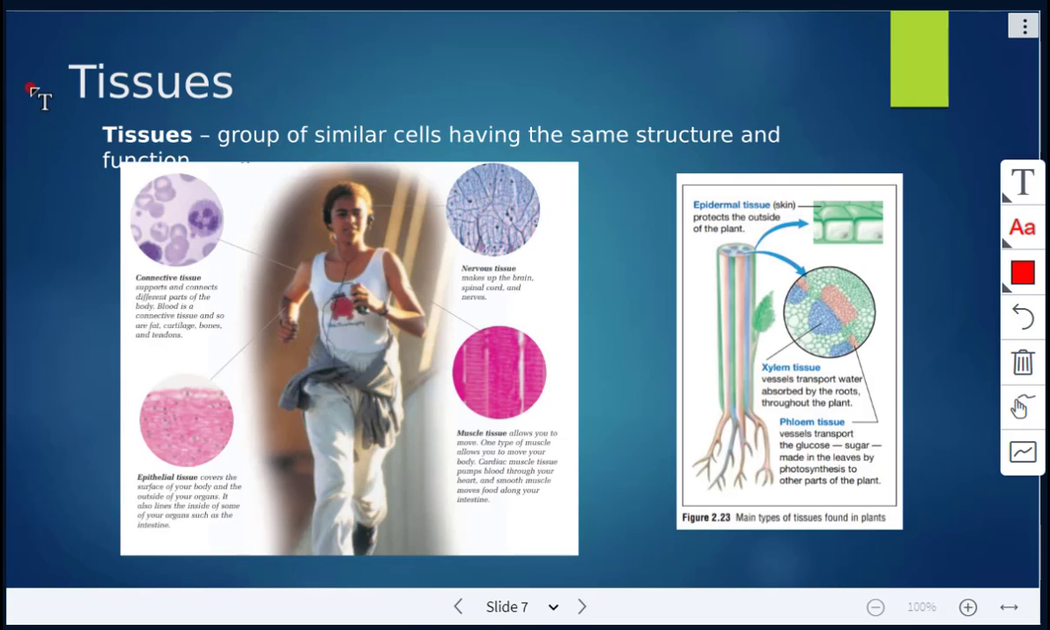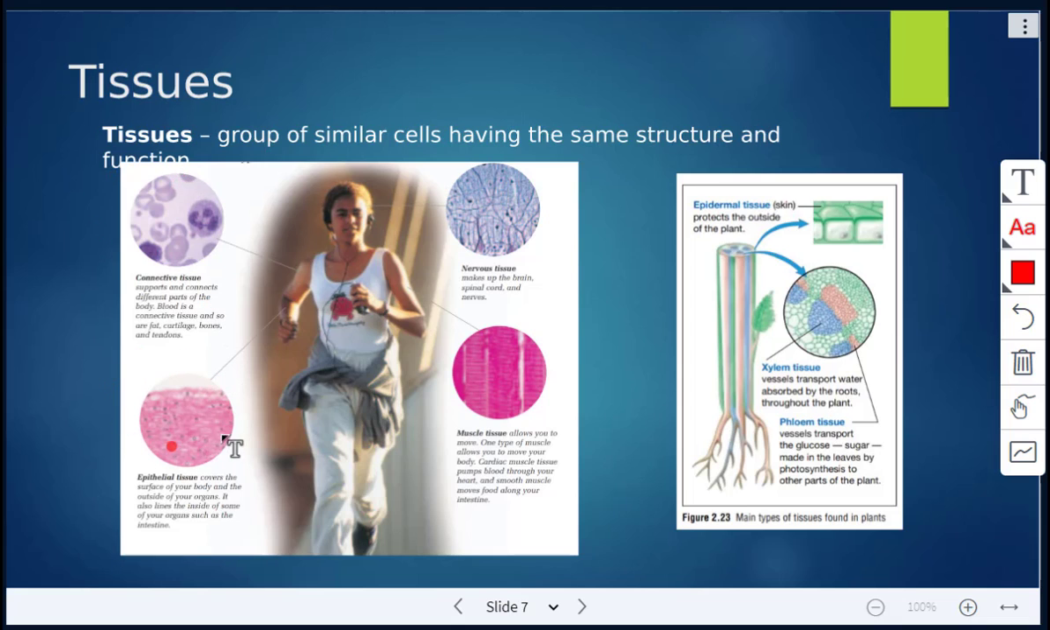All right, so we're going to talk a little bit about some tissues in the human body compared to plants. A tissue is a group of similar cells having the same structure and function. Here the first type we have is called connective tissue. Connective tissue supports and connects different parts of the body. For example, blood is a connective tissue. Fat, cartilage, bones, and tendons are all part of connective tissue.